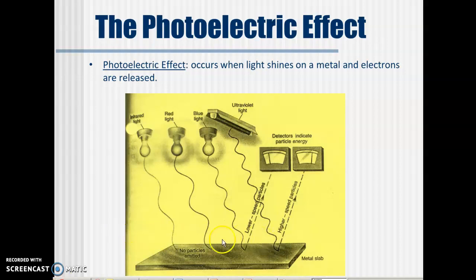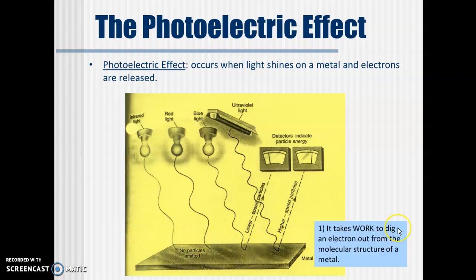As you can see down here, we have a piece of metal. They called it a metal slab. And the electrons are buried in the molecular structure of that metal slab. So it would take work in joules to release an electron from that metal. Let's just pretend, for easy numbers, that it would take 10 joules of work to release an electron.